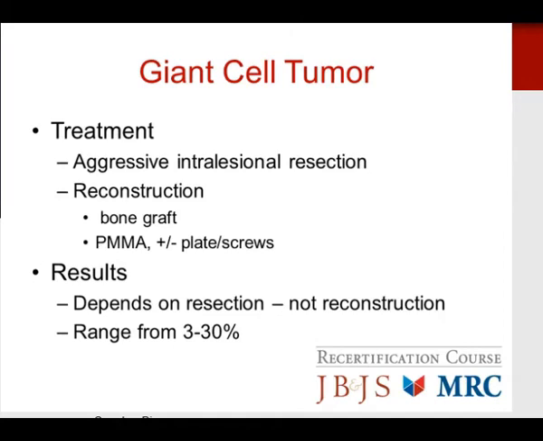The treatment may be aggressive intralesional resection. That's what we prefer. How you reconstruct them doesn't matter. Bone graft, cement, plate, screws. The important thing is that a very large appropriate resection occurs. Sometimes people undertreat these lesions because they're benign. Very few, less than 5% metastatic rate occurs, but they need to be treated aggressively because they can have a significant local recurrence rate as high as 30%.